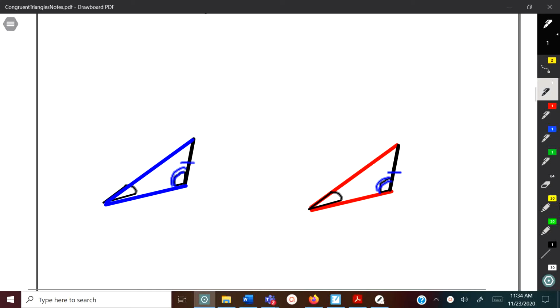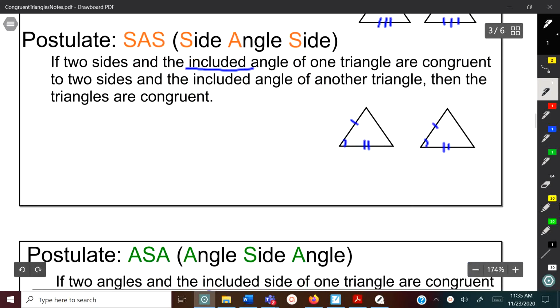Now I'm going to show you some where you may have them, but it doesn't prove that they're congruent. Let me give you an example of those.